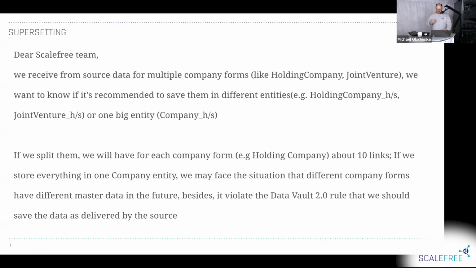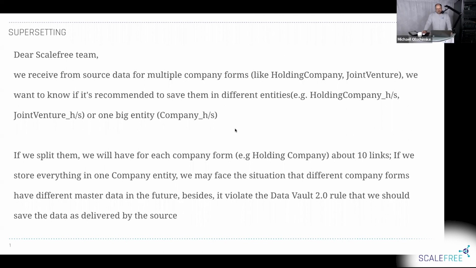Now, we received a couple of questions actually, and I picked up one. Let me just show it to you. This is from a consultant, from a project, and they face a problem. I don't have too much detail. They have a source system where they get different source tables, like a holding company, joint venture, different organization types, but in different tables from the source system. I assume there will be foreign keys between these tables, so there are relationships between these entities.